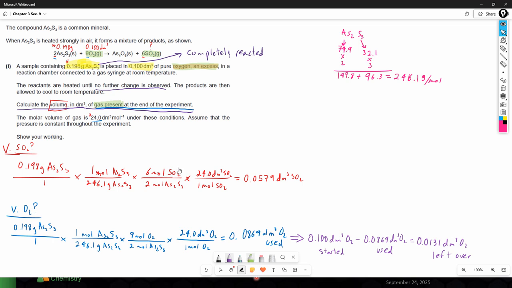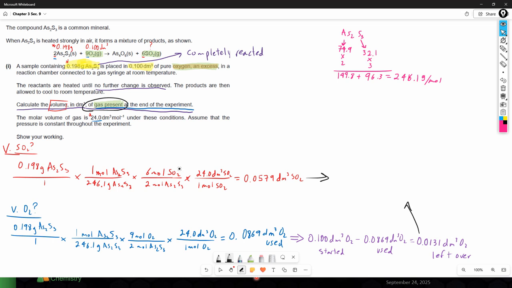So now we know that we have 0.0131 dm cubed of oxygen left over at the end of the reaction. We know we have created 0.0579 dm cubed of SO2, which are the two gases in this reaction. So how much gas is present at the end? Well, all we have to do is add up these two numbers.